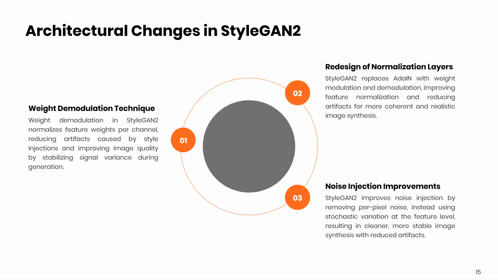Today, I want to connect the concrete changes in StyleGAN 2 to the broader goals of stability, realism, and controllability in synthesis without rehashing the basics. The three threads we'll focus on are per-channel weight modulation with demodulation, redesigned normalization, and feature-level noise, and how these choices interact with modern evaluation and hybrid modeling directions.